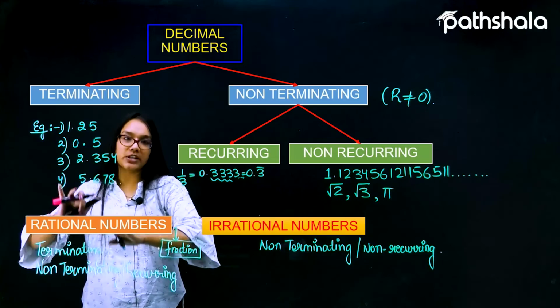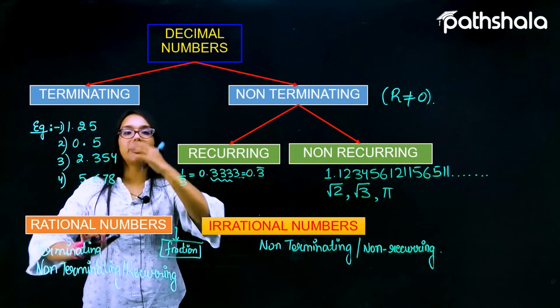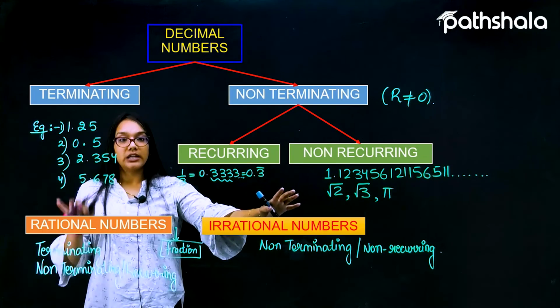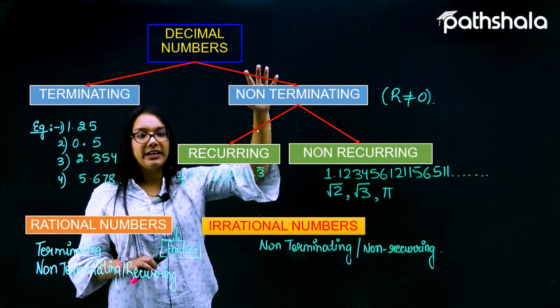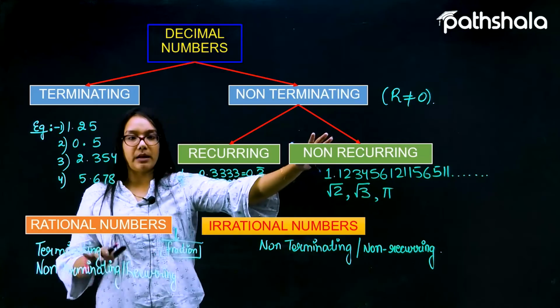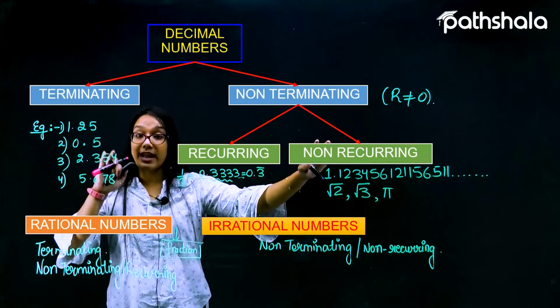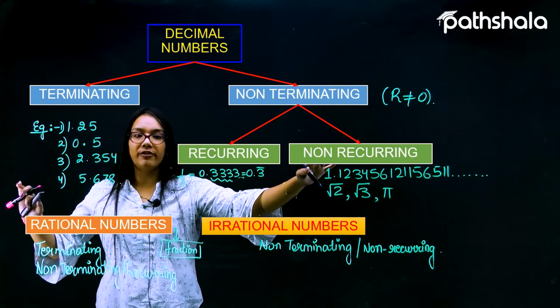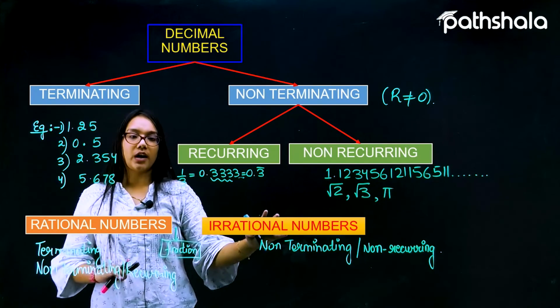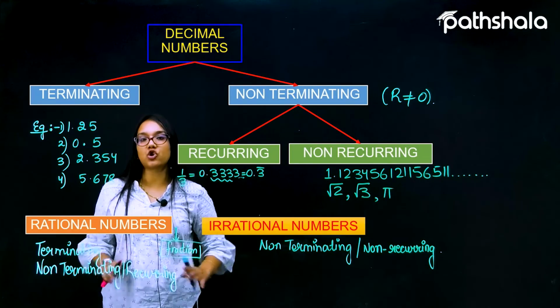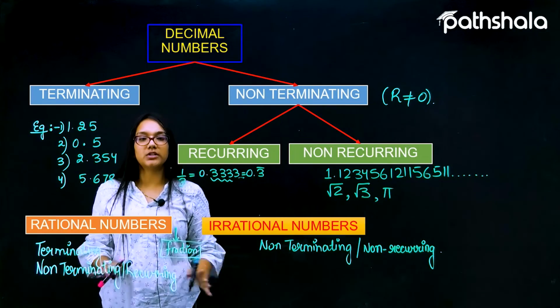And vice versa, fractions can also be converted into decimal numbers. But the last one, a non-terminating and non-recurring number, is a representation which cannot be converted into a fraction. So they are called irrational numbers. I hope the classification of such decimal numbers is all clear to you.